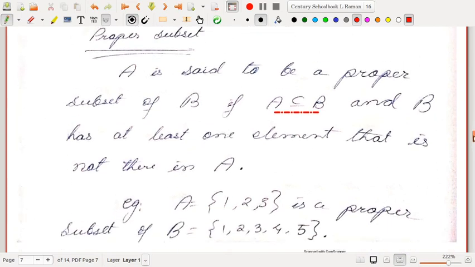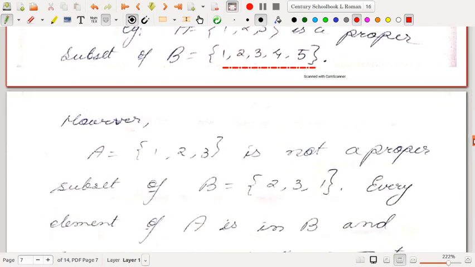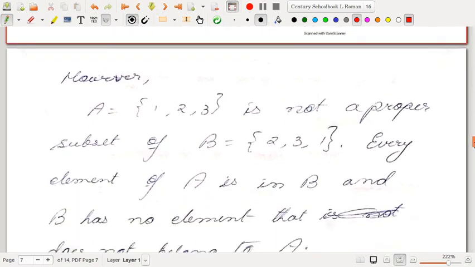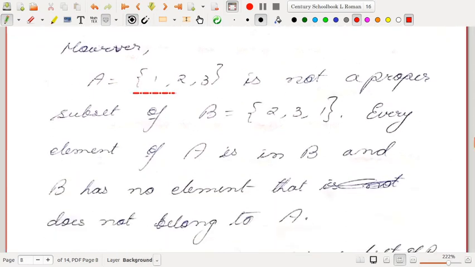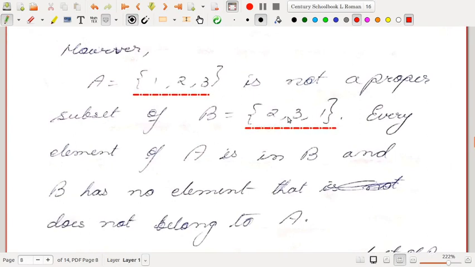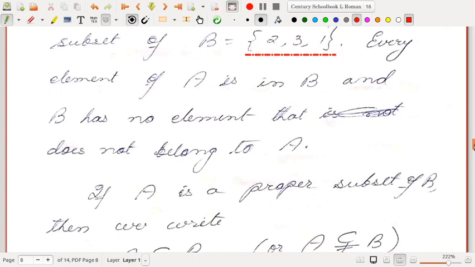So A equal to {1, 2, 3} is a proper subset of B equal to {1, 2, 3, 4, 5}. Here you can see A is a subset of B, but B has some more elements than A, then A is said to be a proper subset. However, A equal to {1, 2, 3} is not a proper subset of the set B equal to {2, 3, 1}. We have already seen B equal to {2, 3, 1} is the same set as A. So every element of A is in B and B has no element that does not belong to A. That is why A is not a proper subset of B in this case.